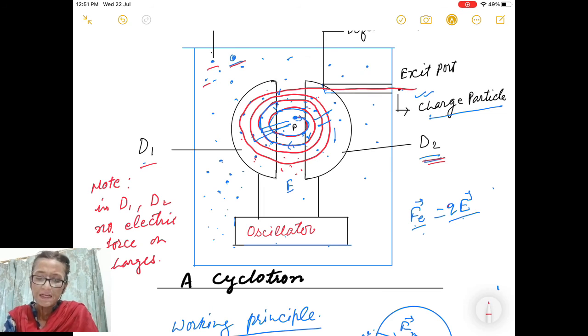Now these two D-shaped containers are connected to an electric oscillator with a very high frequency. These oscillators work on alternating current with very high frequency. So you have crossed fields: the magnetic field coming out of the plane, and the electric field perpendicular to the magnetic field in the plane of the paper.